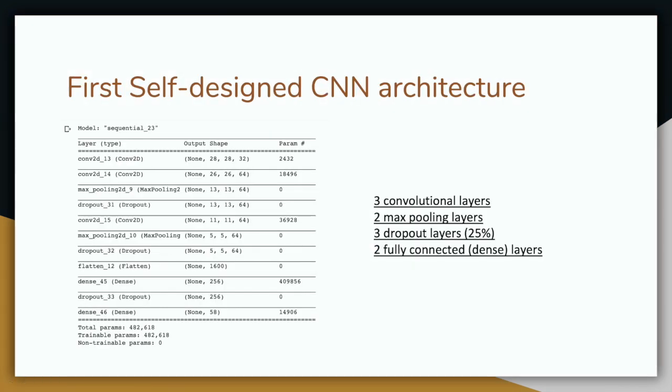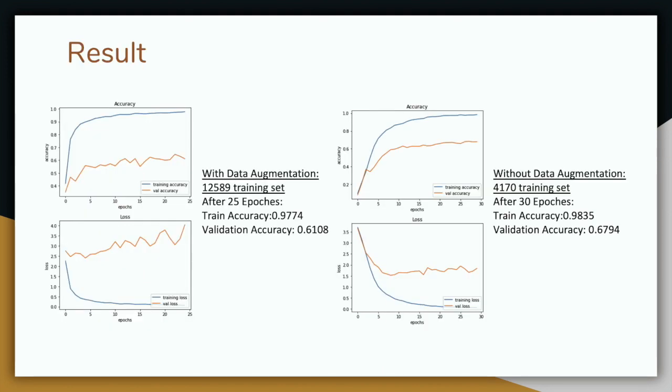First, we tried a self-designed CNN architecture. We self-designed many CNN architectures and we present the best two. This is the one with 3 convolutional layers. For the result, without data augmentation, after 30 epochs, the training accuracy is more than 98%, and the validation accuracy is more than 67%. But to our surprise, the one with data augmentation actually performs worse.